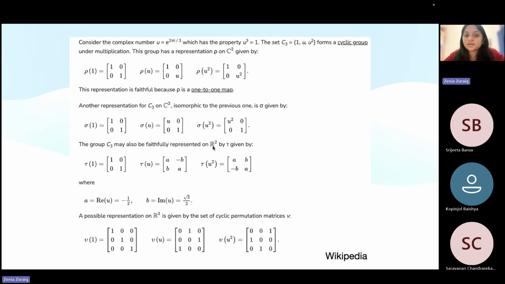You can also represent it in R square without going into the complex plane. If you just go to the real plane, then you can see that this is the case with a and b having the real and imaginary part. You can even represent it in an R cube. So the point is that the same group is represented in different ways under different vector spaces, right? Depending on whether you're in R square or R cube or whatever.